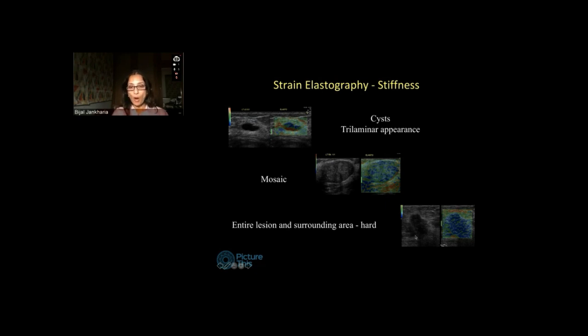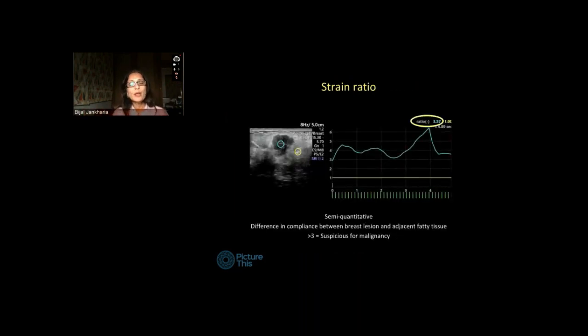Of course, it's pretty obvious even on the 2D images. But please check the color coding and you can change it accordingly. And I wish all the vendors had very uniform color coding, where only one color was stiff and the other was soft, from red to blue.